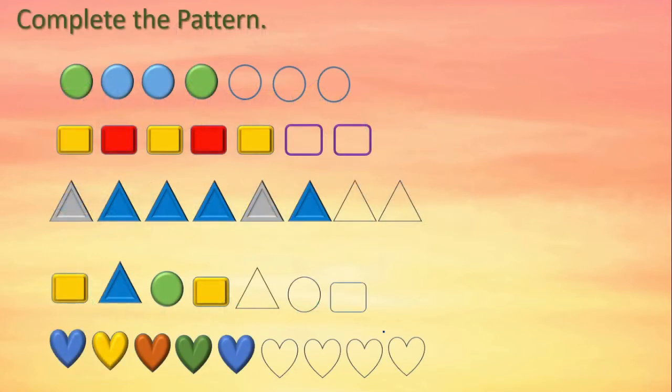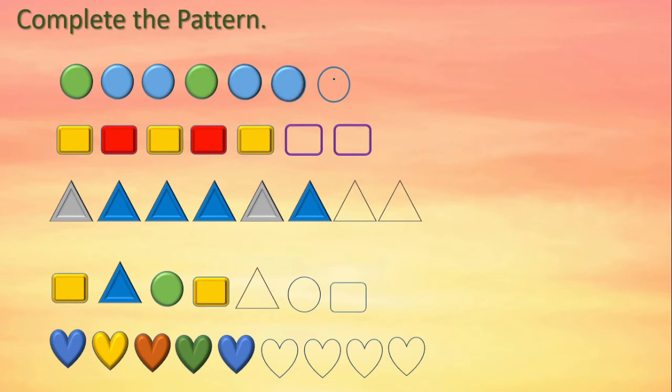Now here you can see complete the pattern. Some pictures are given already and you have to complete the pattern here. This is about the colors. Here green color, then two blue colored circles are there. Again green. Very good. Blue will repeat. Blue will follow green, isn't it? Here this is blue. And see, two blues are there, so we will also color this one as blue.